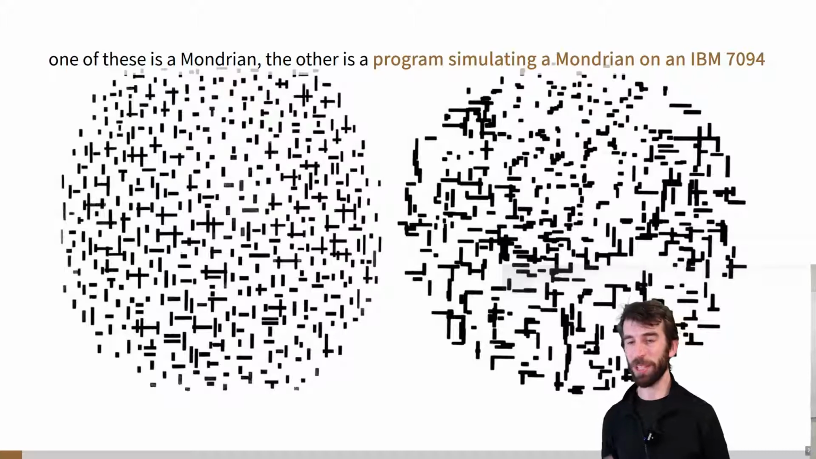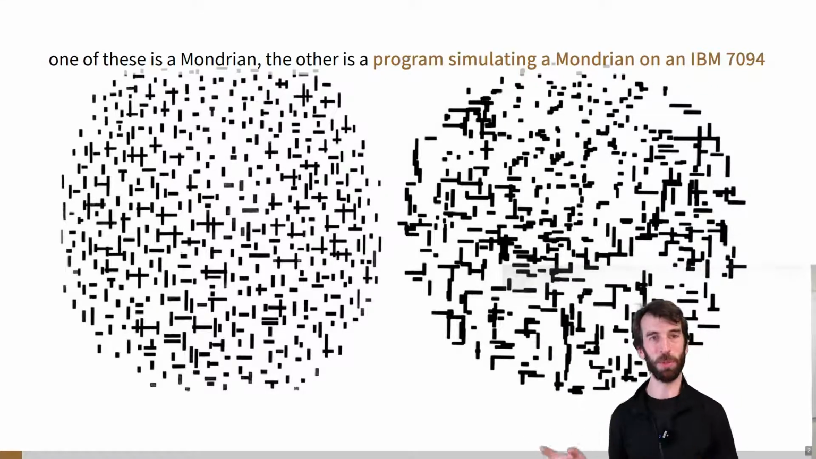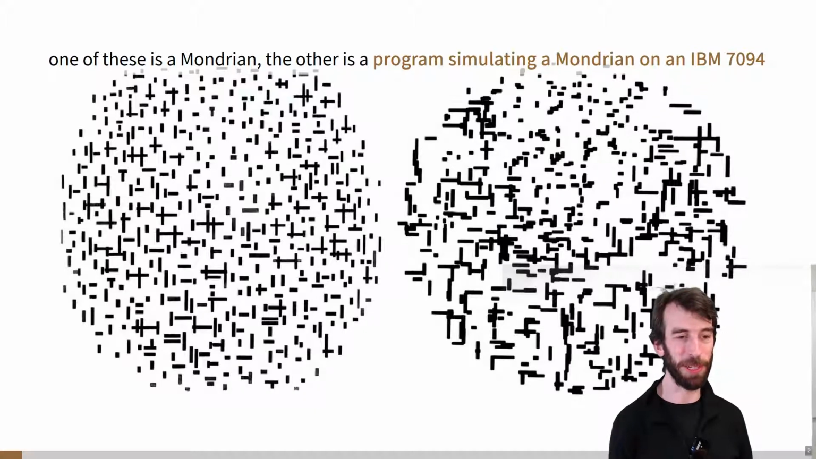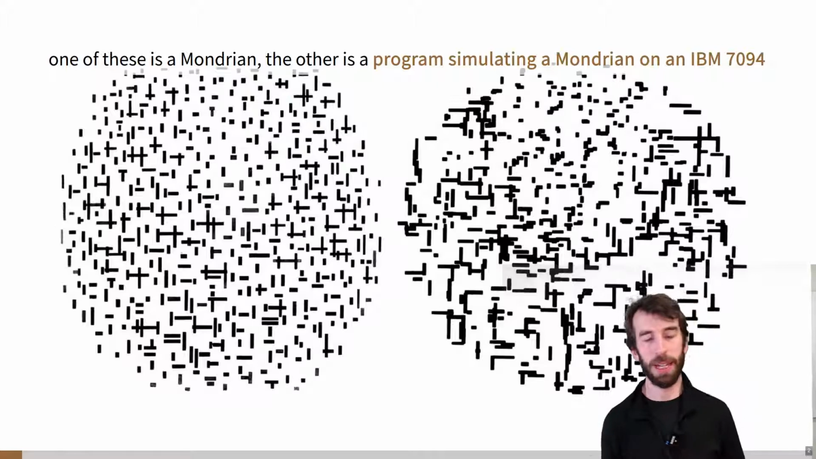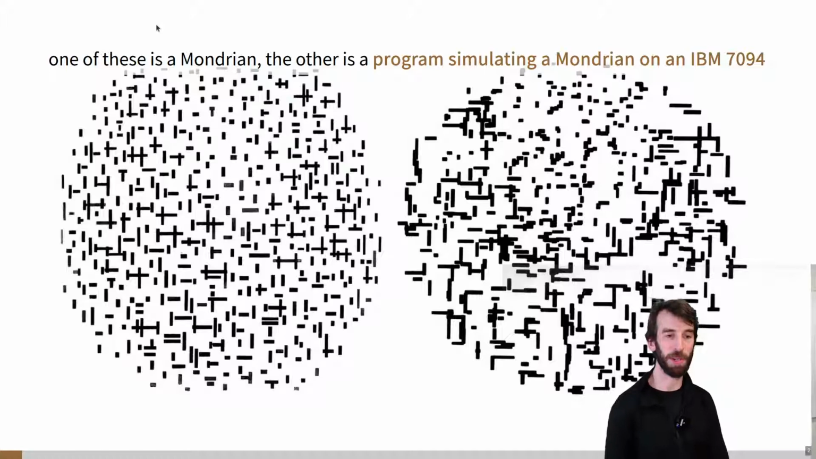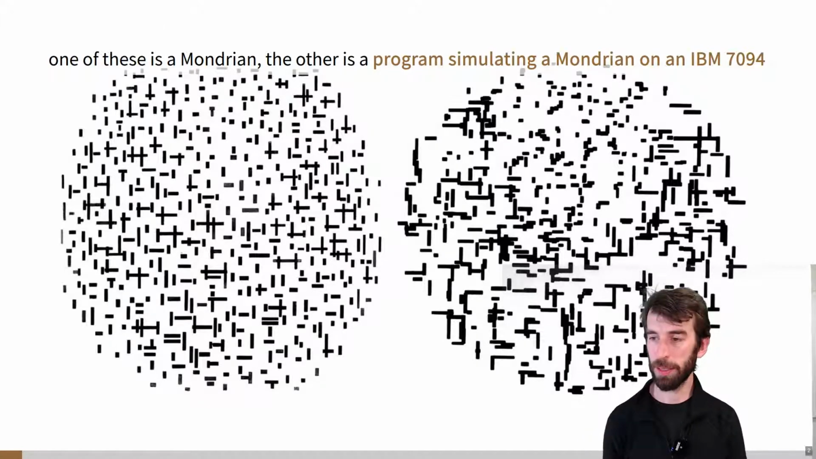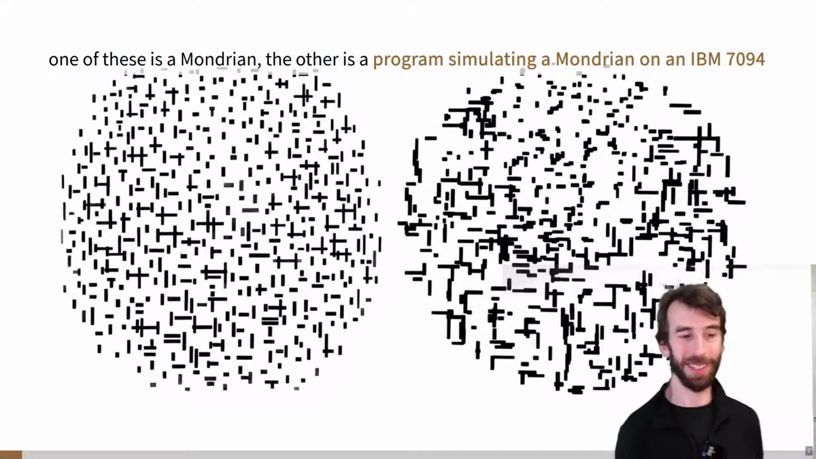I guess one question is, can you figure out which one is which? You can tell me in the chat. Another question is, is the one created by the computer an artwork in the same way that the one created by Mondrian is? Another question about what is art. I'll just wait a few seconds and see if the answers filter through.